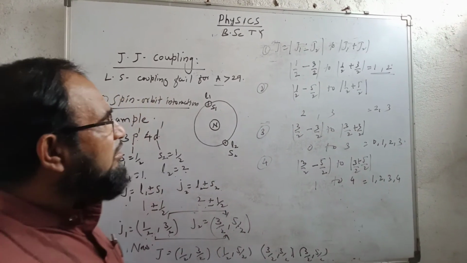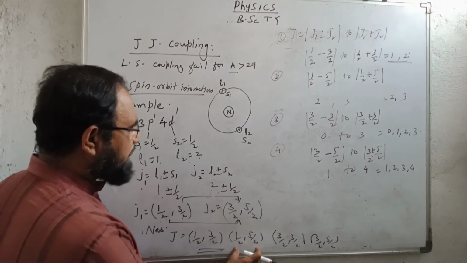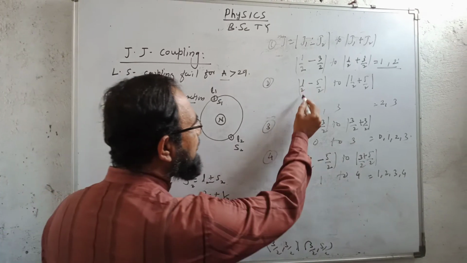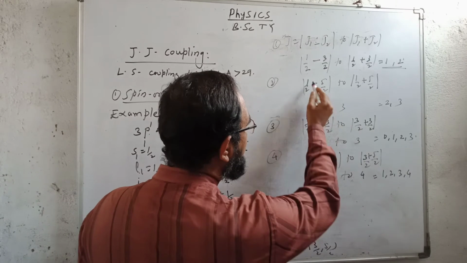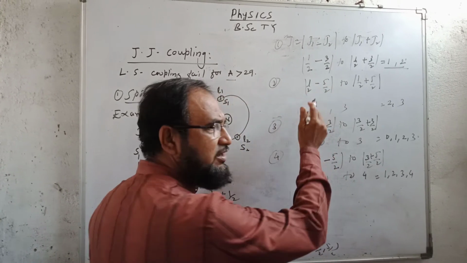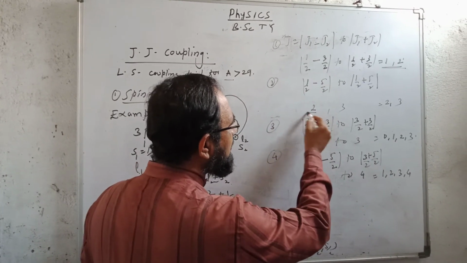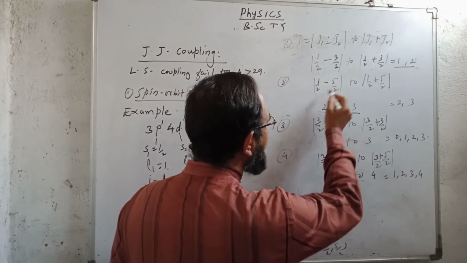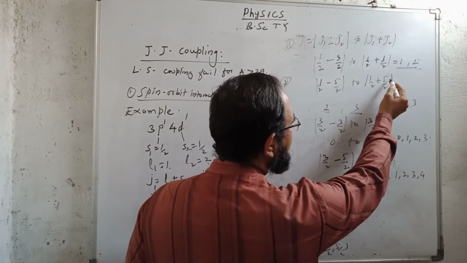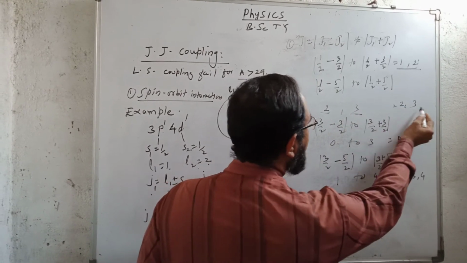Now if I take the second combination, 1/2 and 5/2. So 1/2 minus 5/2 and 1/2 plus 5/2 will give you 4/2, means only the magnitude, not the negative sign, that is 2, and 3. It will give you 2 and 3.